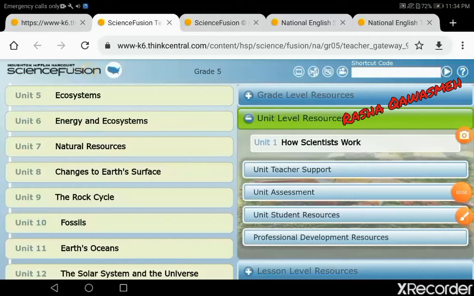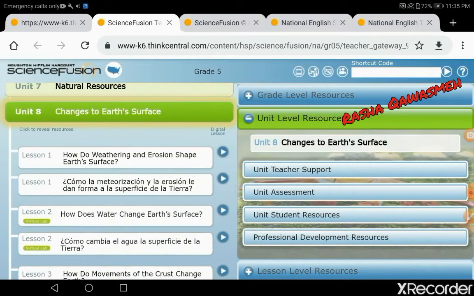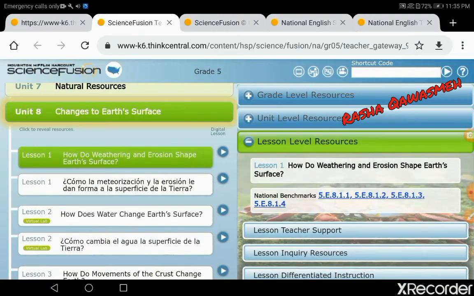Hello, my dear students. Today we will start with Unit 8, Changes to Earth's Surface, Lesson number 1, How do weathering and erosion shape Earth's surface? Now, this lesson will be made of two parts. This is the first part, which is talking about weathering. The second part will be talking about erosion and deposition.